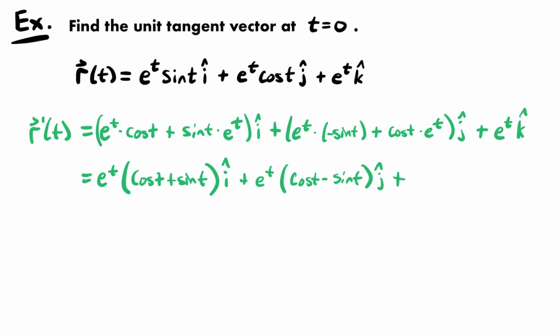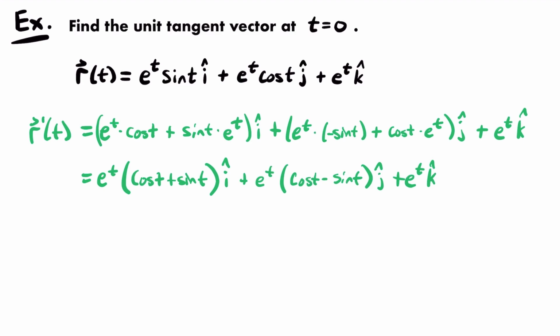All right, and then we still have plus e to the power of t times k. Now you might notice that all three of these components have a common factor of e to the power of t. We could pull that out, but I'm just going to leave it like that because I'm going to go about this calculation a little bit differently than I did in the previous two examples. In the last two examples, I found everything in terms of t first and then plugged in the value of t that we're working with.